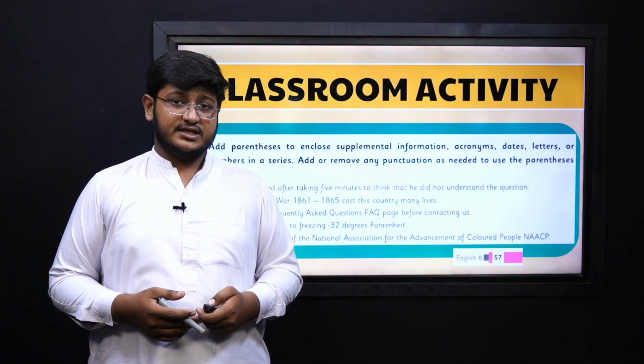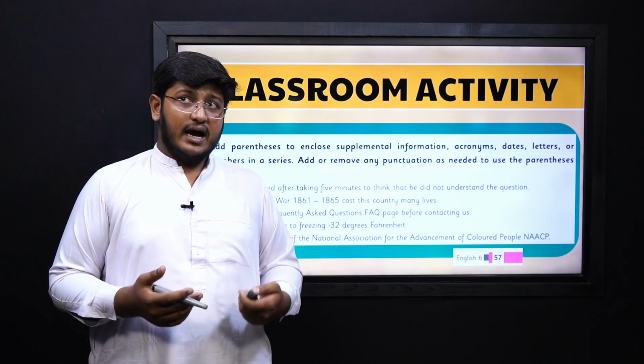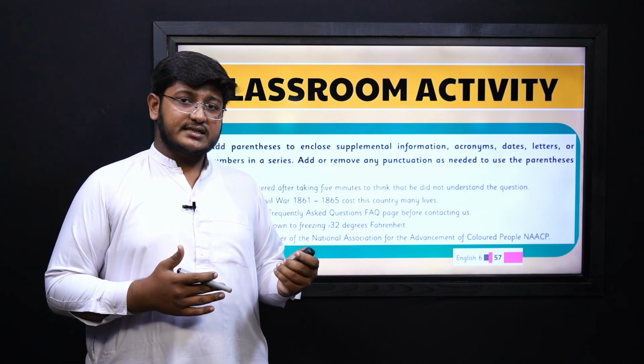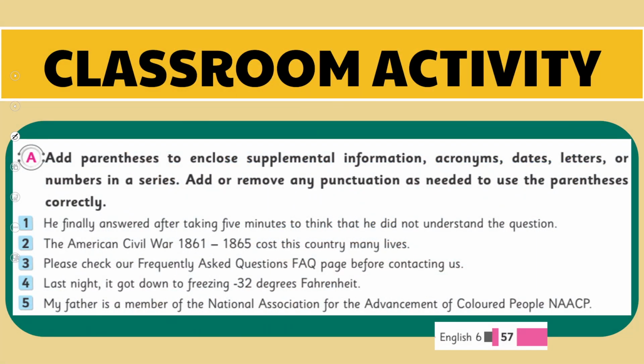Let's do a classroom activity and find out, are we able to achieve our SLO? Are we able to identify parenthesis? So what you have to do is add parenthesis to enclose supplemental information which does not come under the category of the main text. It can be a word, it can be a number, it can be some extra detail or something like that. Acronyms, dates, letters or numbers in a series.